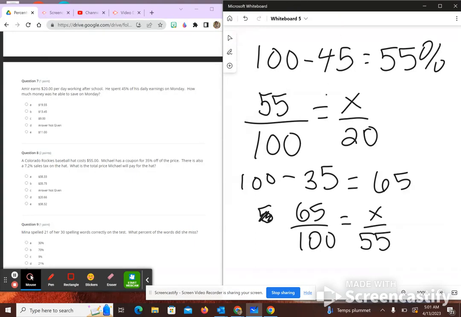So then after that, I'm going to figure out sales tax. Whatever number I get when I solve this proportion, I'm then going to multiply it by the sales tax, which I'll rewrite as 0.072. I divided by 100, or moved my decimal 2 places to the left, to rewrite 7.2% as the sales tax. So I'm going to take that number and multiply it by whatever the sale price of the hat was, which represents the X.